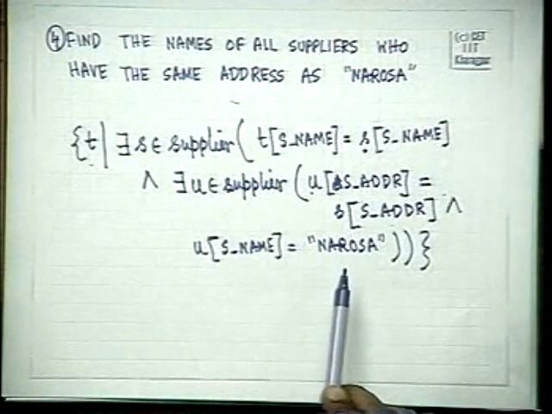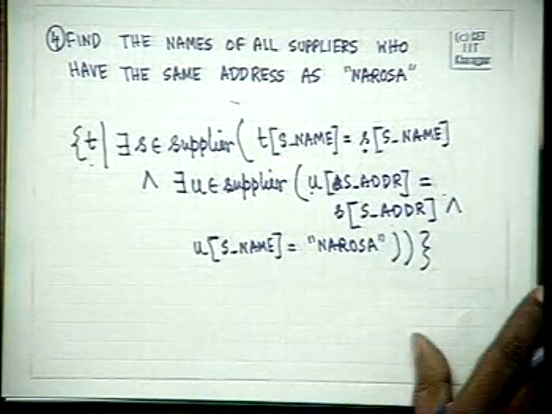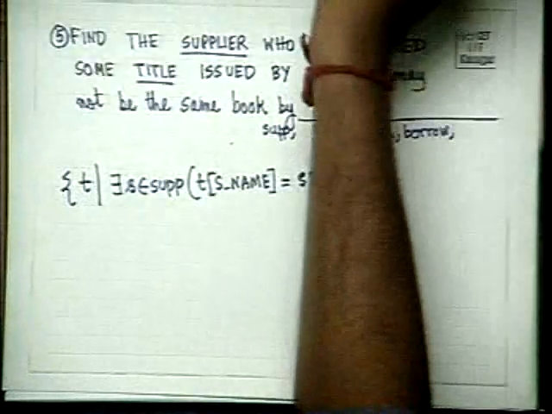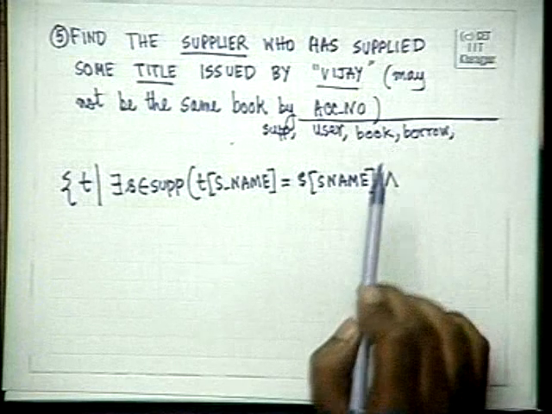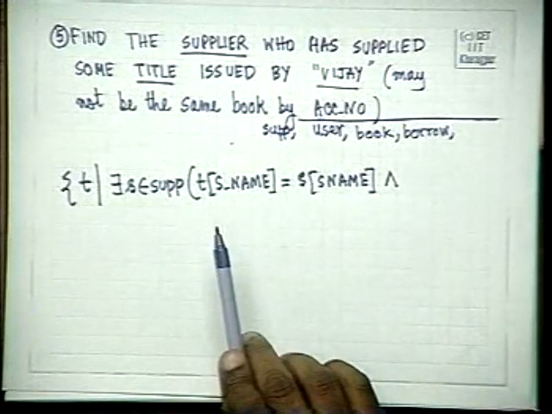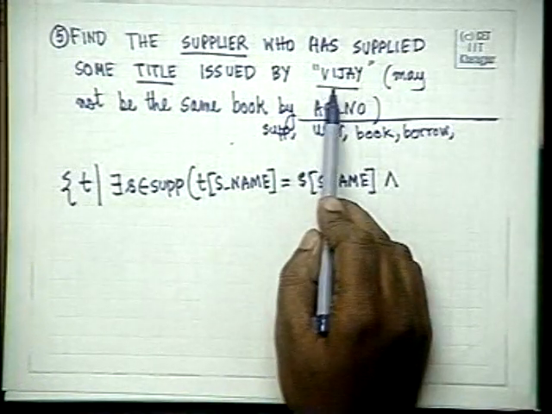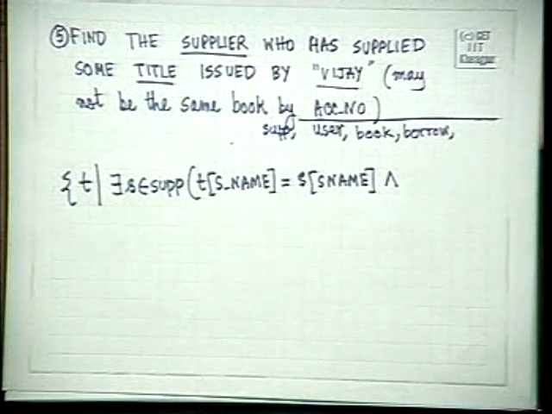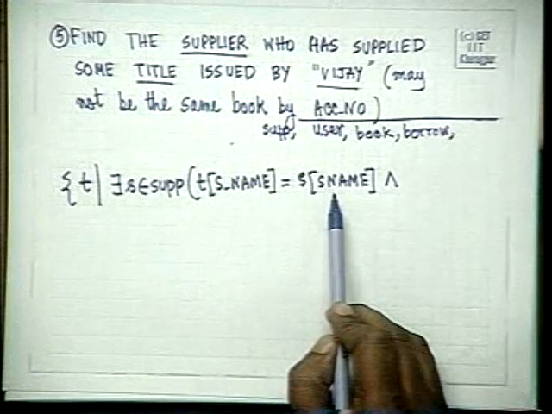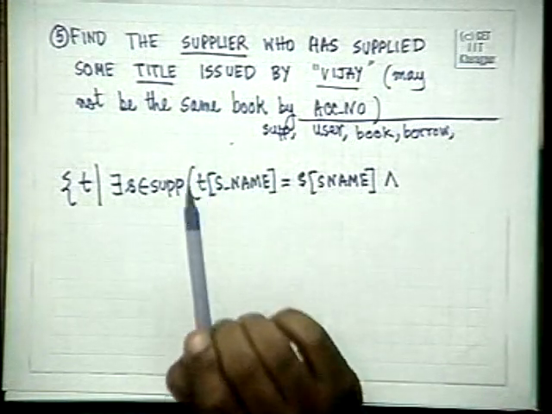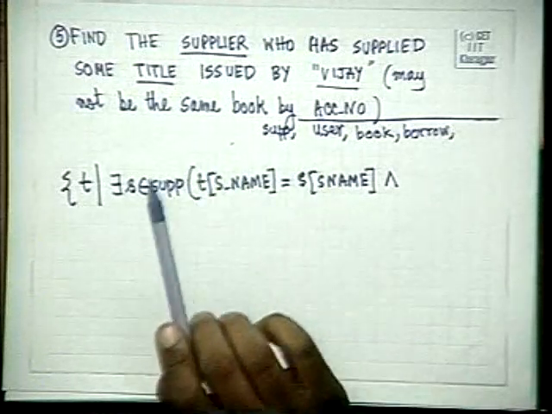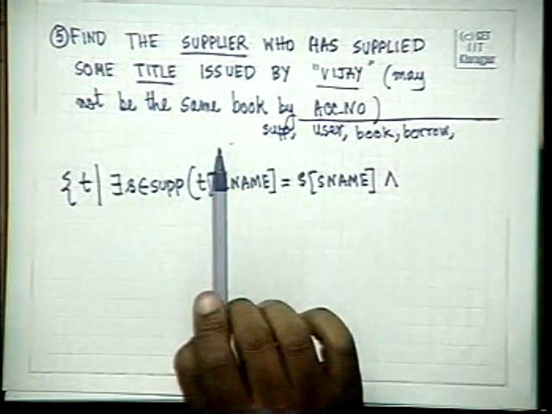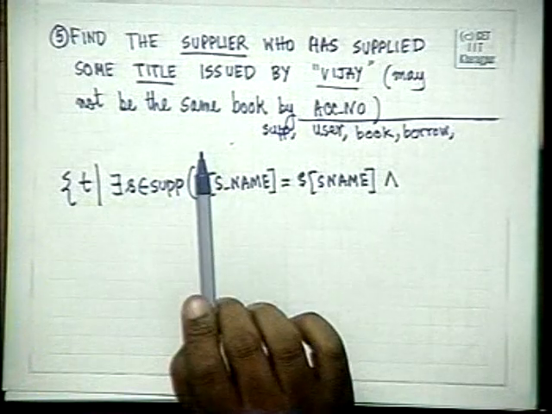Find the names of those who have got the same address. Here, you will have to use book twice to find out those titles which have got the same accession number as the book which has been issued by Vijay. So you have to get the supplier name who has supplied a title to Vijay. Sorry, he may not have supplied the title to Vijay. He may have supplied it to anybody.